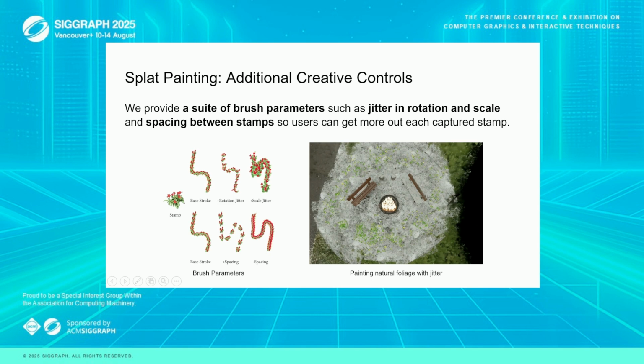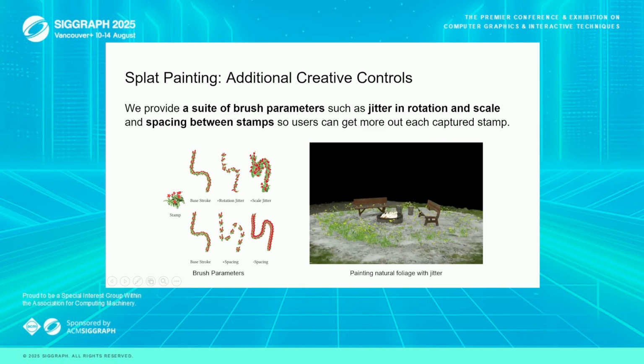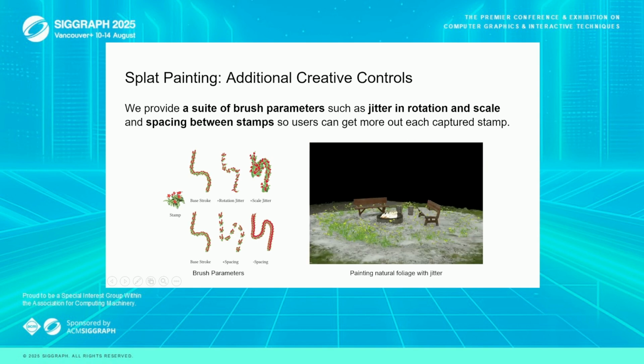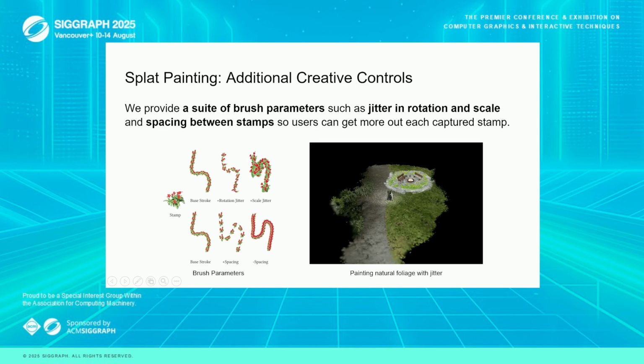Beyond basic painting, we provide users with additional controls to get more of the same selection stamps. Controls such as jitter in both scale and orientation, and spacing, allow users to achieve strokes with different looks or paint regions with natural-looking randomized variations, as we can see in this example.